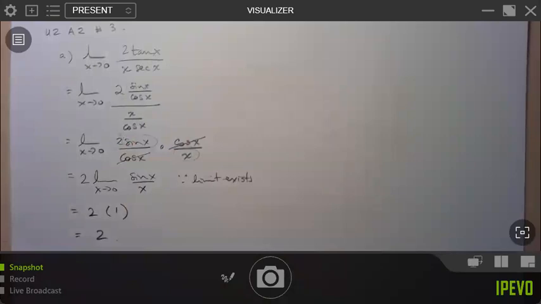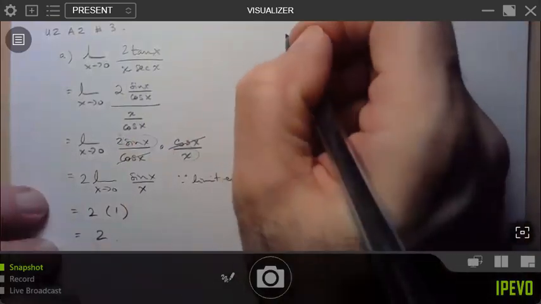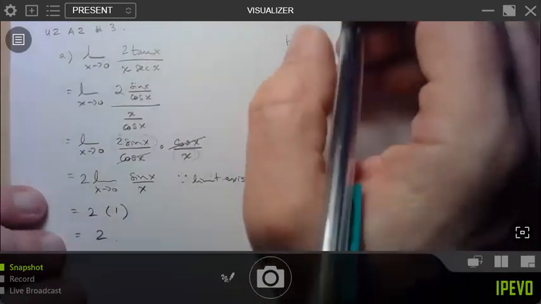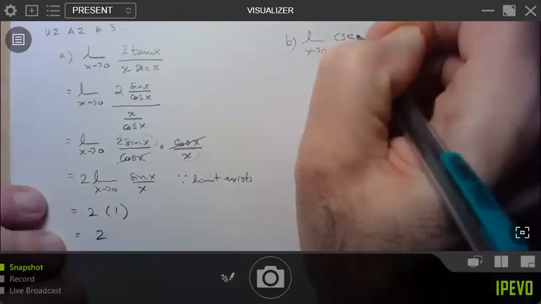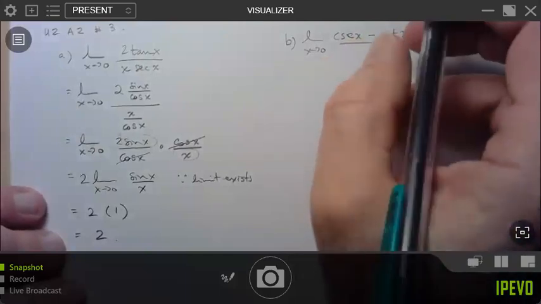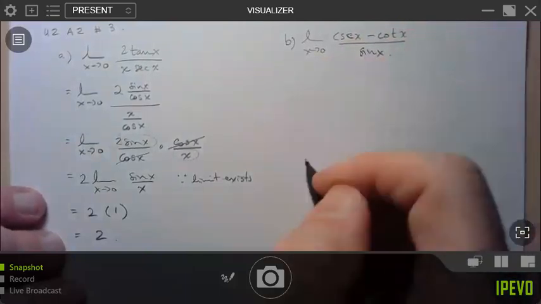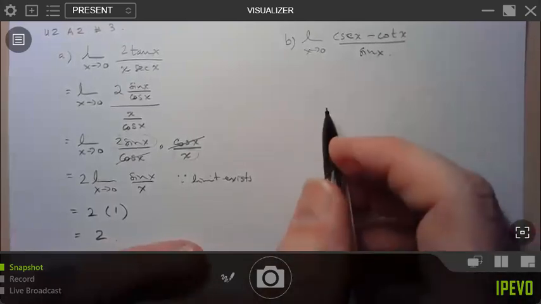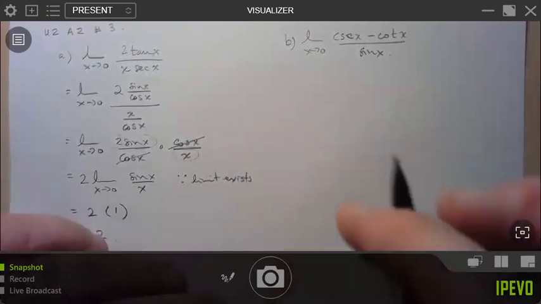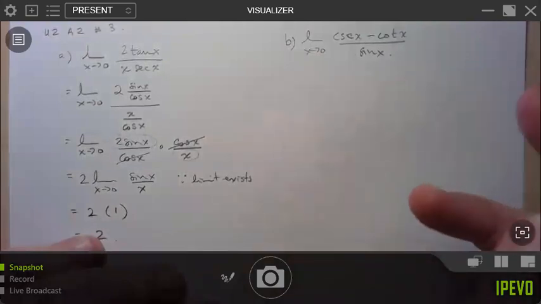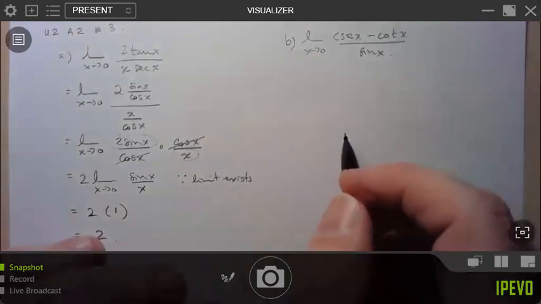Okay. All right. So let's look at B here. And B is the limit as x approaches 0 of cosecant of x minus cotangent of x all over sine of x. Now here I see that the limit of the denominator is approaching 0. So I guess here I'd have to do a bit of work to figure out what's going on in the numerator. So I think I'm just going to try to simplify it and see where it takes me.